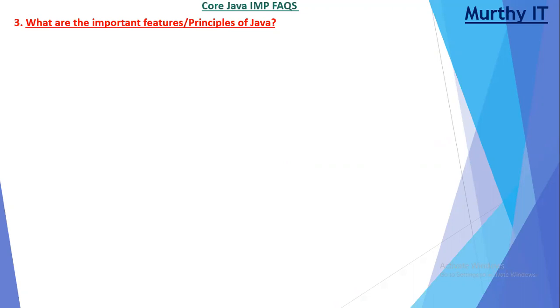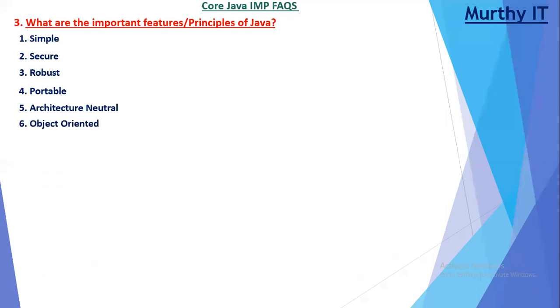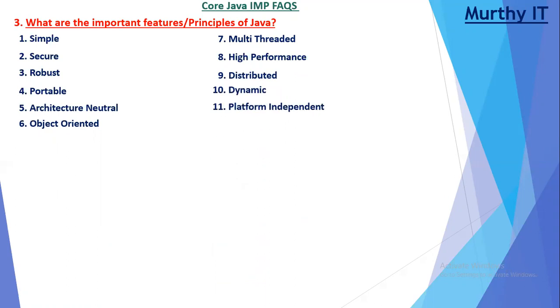So the first one is simple. Java is simple. Next, Java is secure, robust, portable, architecture neutral, object oriented, multi-threaded, high performance, distributed, dynamic, and platform independent interpreted. So let's discuss why, how Java supports all these features.